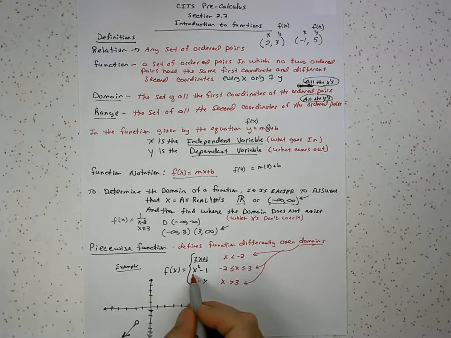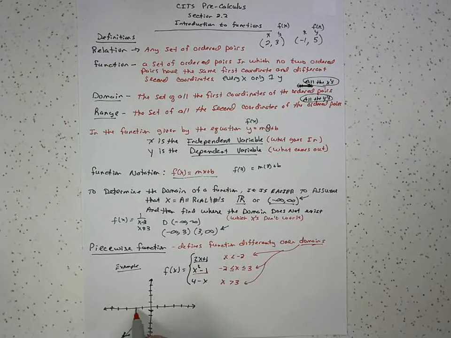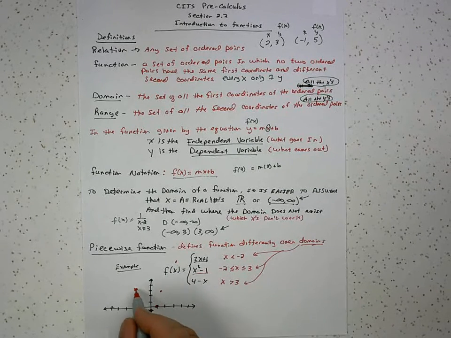The second part, x squared minus 1, only happens between negative 2 and positive 3. At negative 2, I can plug this value in. Negative 2 gives me a positive 3, so at negative 2, I'm up at 3. That's a closed circle because it's an equal sign. I can plot the rest of the points. I put in negative 1, I get 1 minus 1, which is 0. At 0, I get negative 1. At 1, I get 0. At 2, I get 3. And at 3, I get 8. So I'm up here somewhere. And all these are equal signs, so they're solid dots.